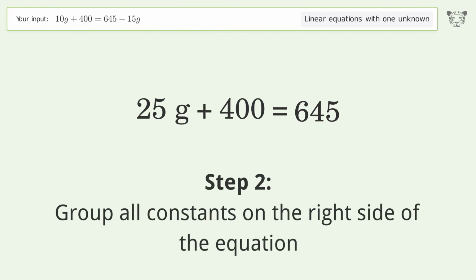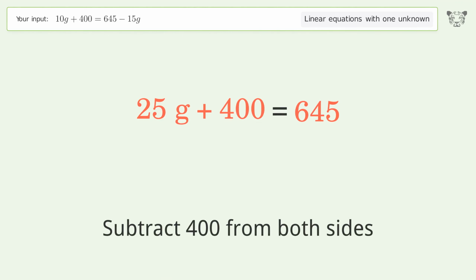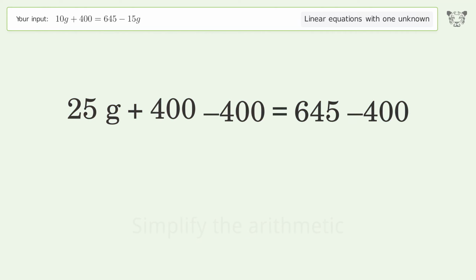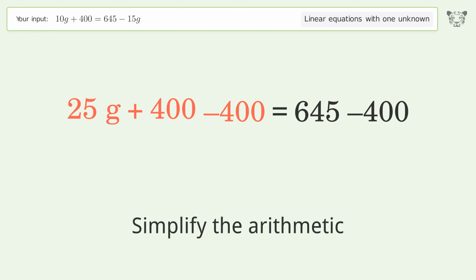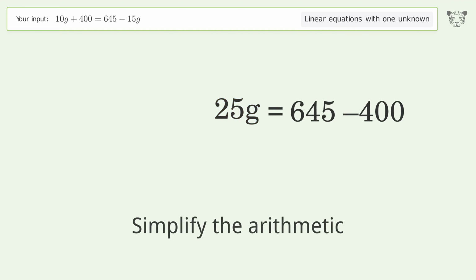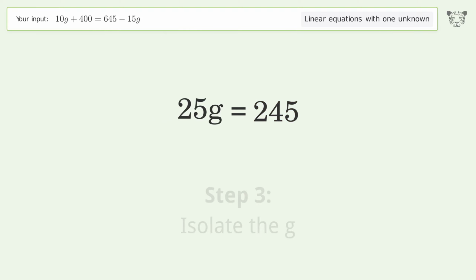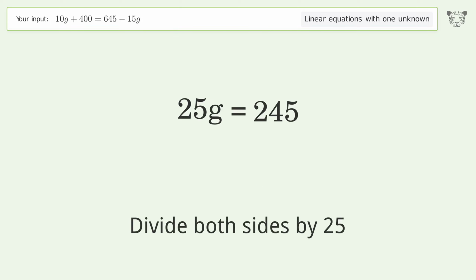Group all constants on the right side of the equation. Subtract 400 from both sides. Simplify the arithmetic. Isolate the g. Divide both sides by 25.